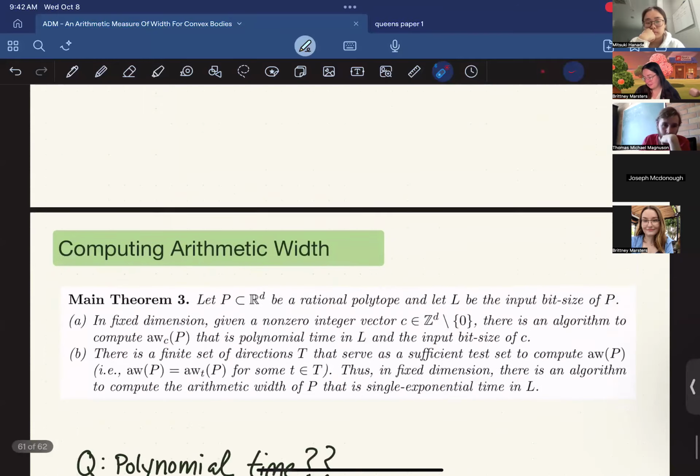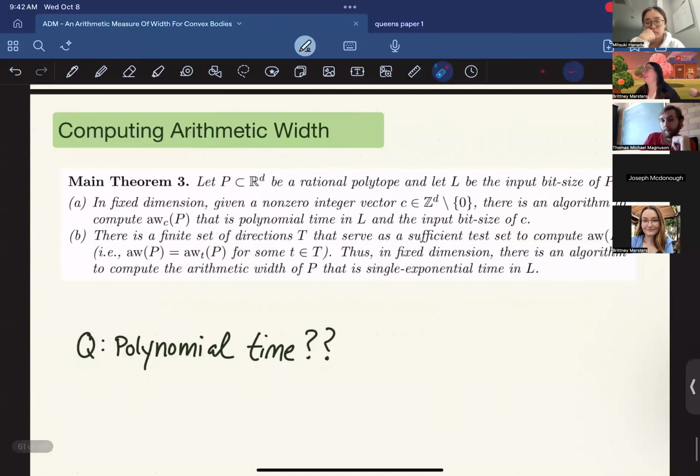And so that is the lingering question for this project: is there some sort of nice polynomial time way to do this? Lattice width, again, there are some nice methods using approximation algorithms, but we haven't found anything in this setting.